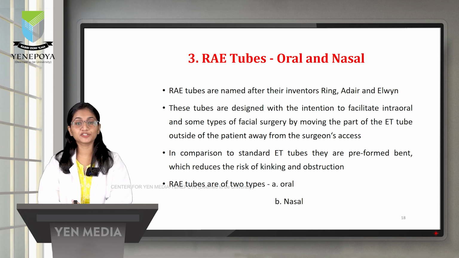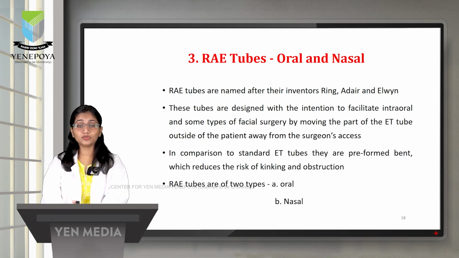Next type of endotracheal tubes are the RAE tubes, that is Ring Adair Elwyn tubes. They are named after their inventors. So there are two types of RAE tubes, the oral and the nasal RAE tubes. These tubes are designed with the intention to facilitate intraoral and some types of facial surgery by moving the part of the endotracheal tube outside the patient away from the surgeon's access. In comparison to the standard endotracheal tubes, they are preformed bent, which reduces the risk of kinking and obstruction.